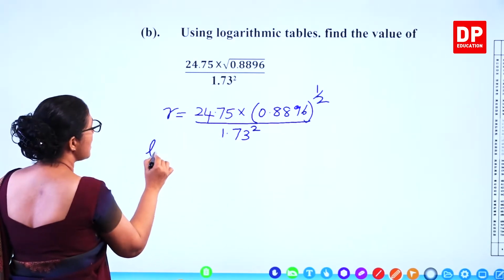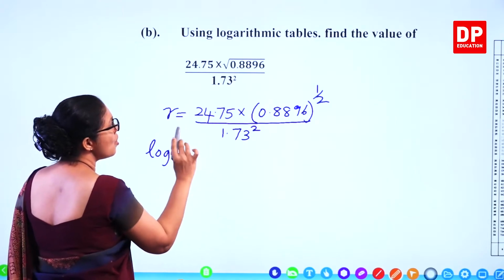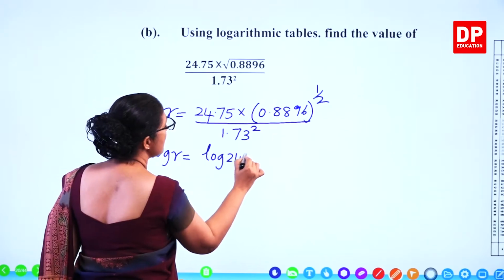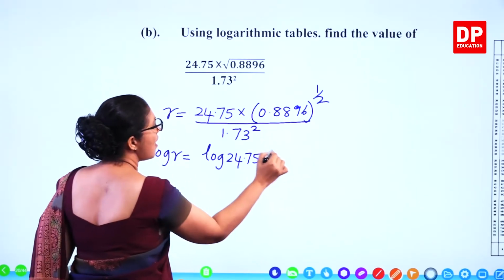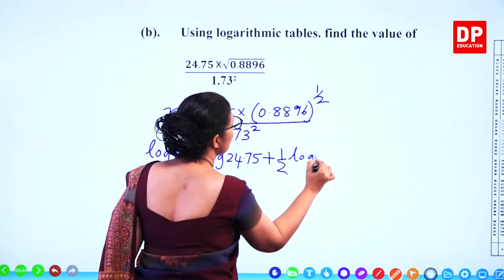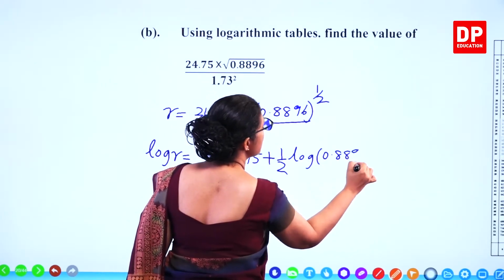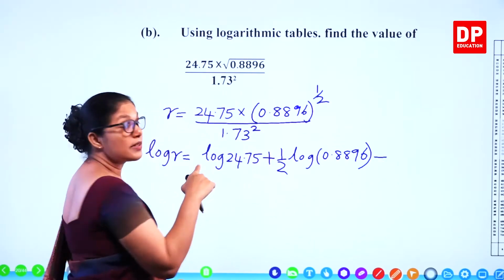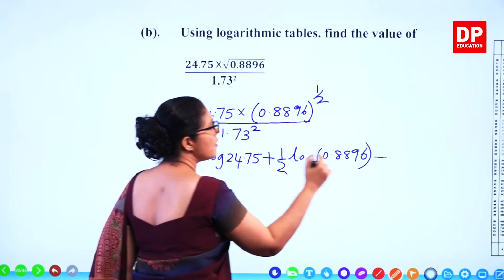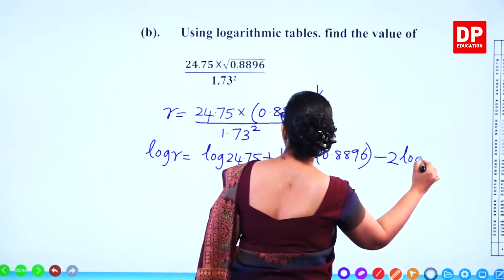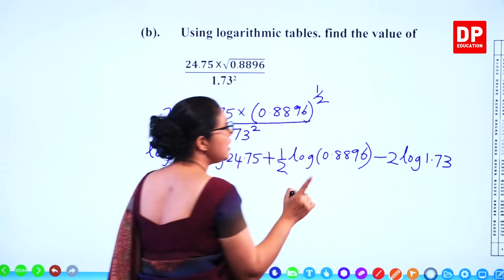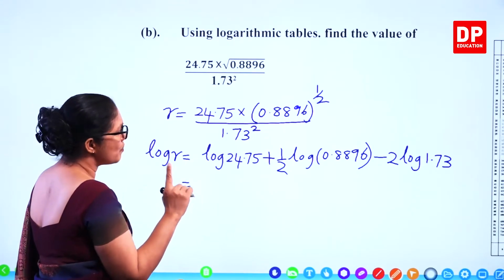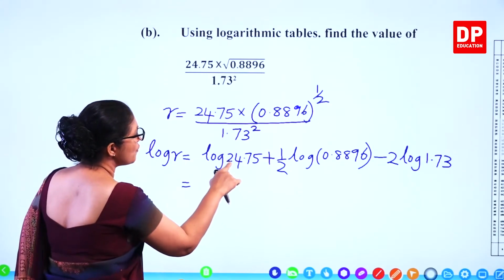Now take log both sides. Log r is equal to, multiplication becomes addition, log of 24.75 plus half log 0.8896. Then subtract, here double of that logarithm, because power you can take it outside, log 1.73. So you need to know laws of logarithms to apply this. Now you can refer the tables. Before that, we'll write down the first coefficient here.